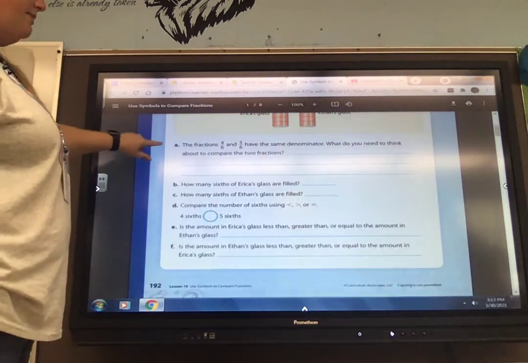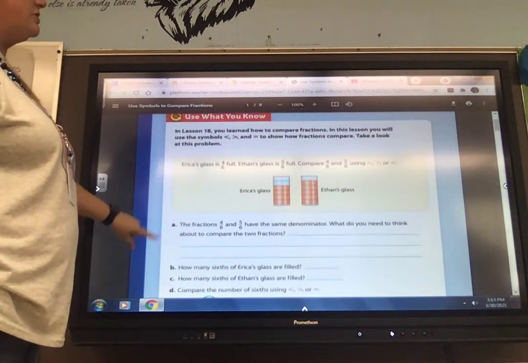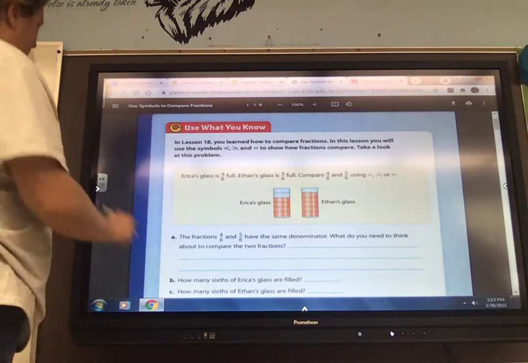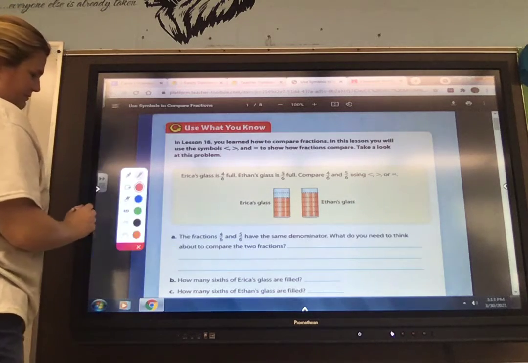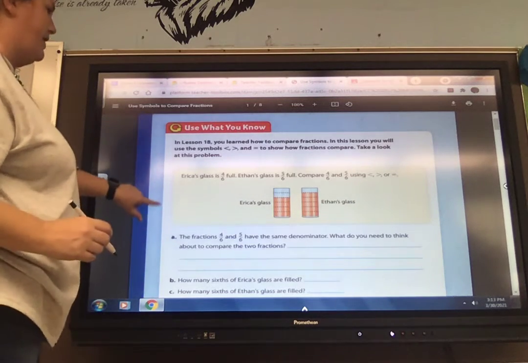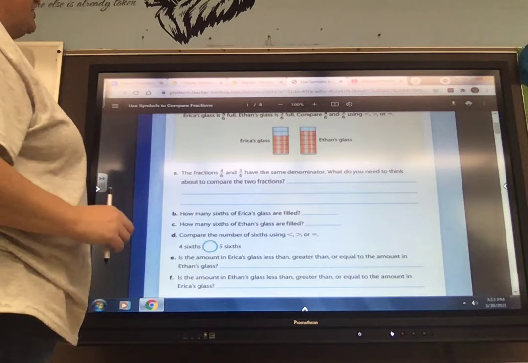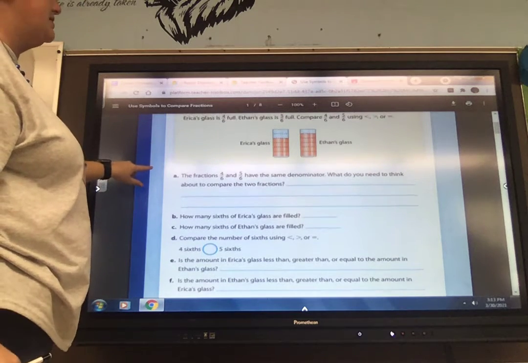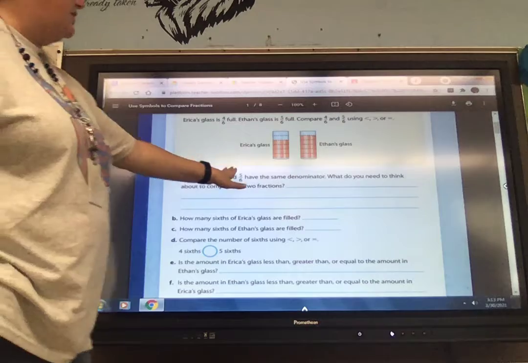iReady book, page 192. I'm just going to go through these. We're going to be using our butterfly method to compare these fractions. So we have two fractions, 4/6 and 5/6.